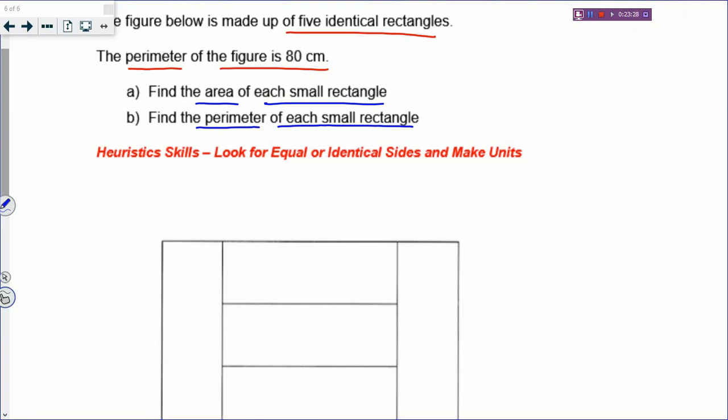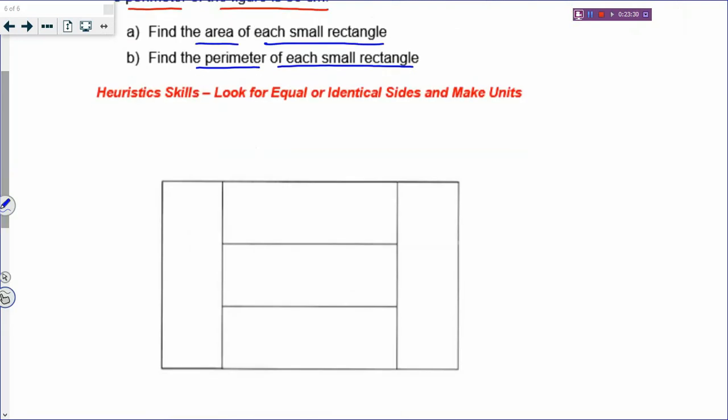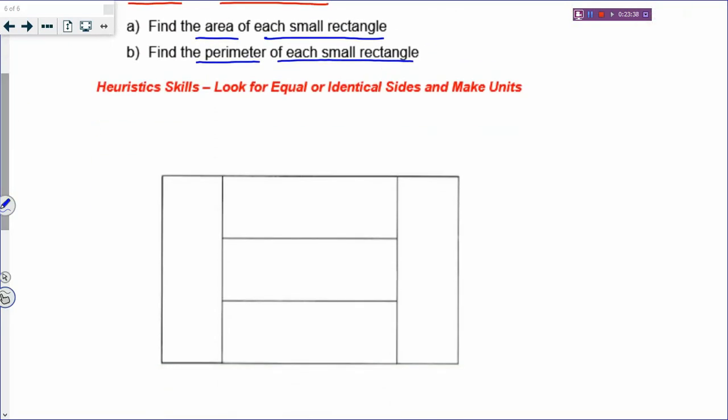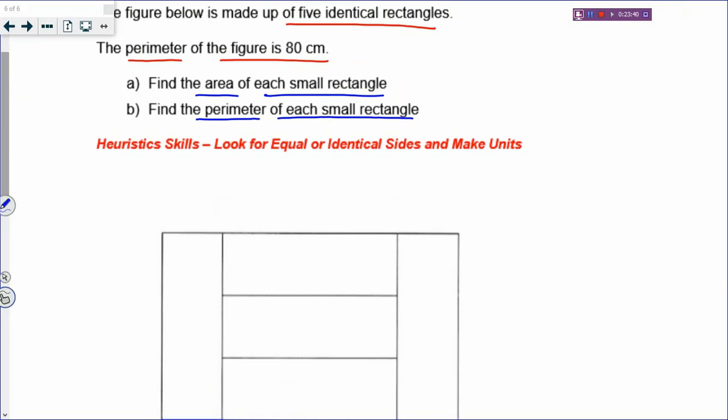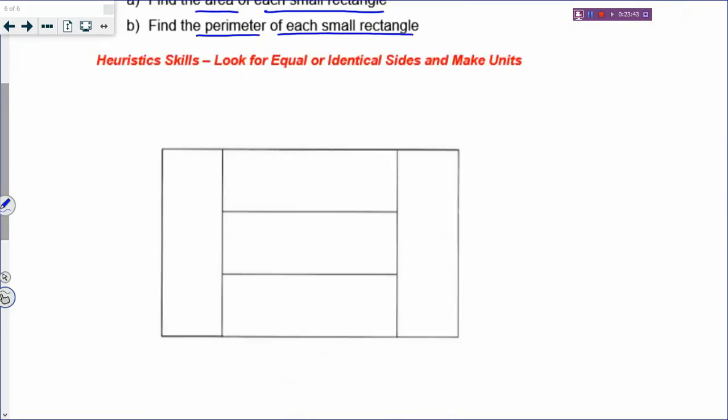So if you look at this figure, you can't find the perimeter. There's nothing you can use to find the perimeter. There's nothing you can use to find the area, right? You only know that the perimeter of the figure is 80 cm. That's all you know. And then how are you going to find the perimeter of the rectangle and the area? All right, so the lesson here: look for equal parts, or look for identical sides, identical parts. Can you see the identical parts, which is here, here? All these parts are identical. What do you call them? You call them units.